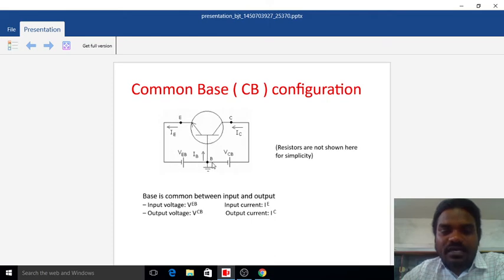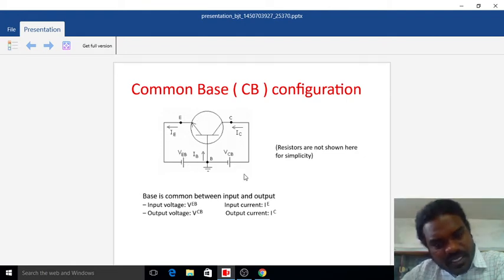By making the base ground, the circuit is divided into two sub-circuits, one at the left hand side and another at the right hand side. The left hand side we can call the input circuit, and the right hand side the output circuit. We know that the input circuit must be connected in forward bias and the output circuit in reverse bias. As the basic properties of the BJT, the emitter junction must be connected in forward bias and the collector junction in reverse bias.